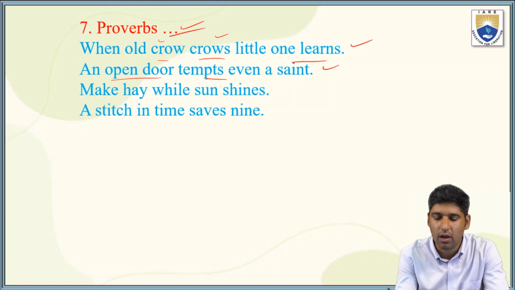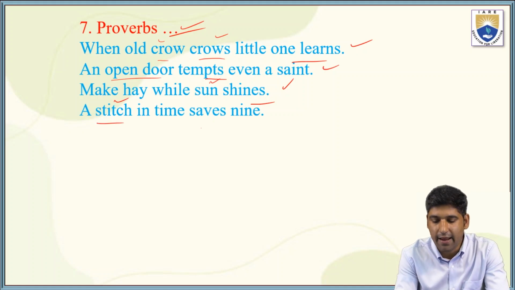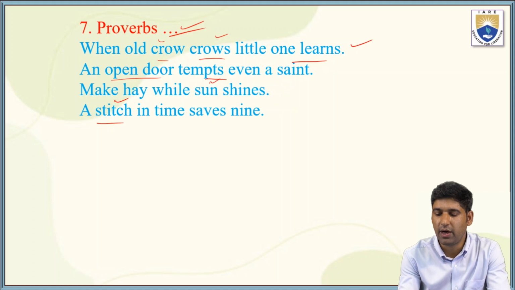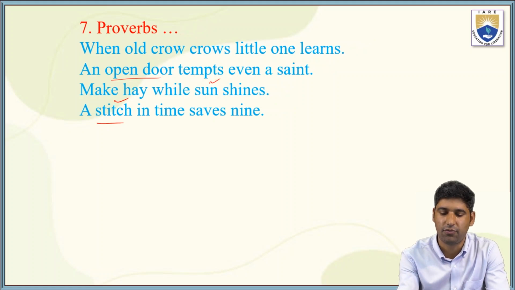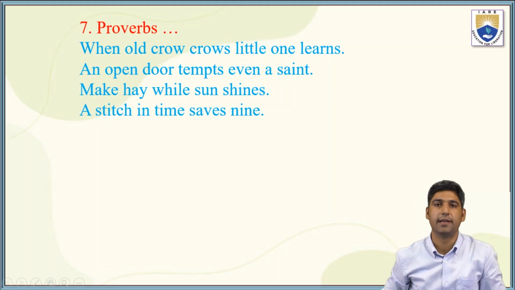Make hay while sun shines. Sun, third person, shines, verb plus s. A stitch in time, stitch, third person, saves nine, verb first form plus s. So proverbs, we write proverbs in present indefinite form. These are different uses of present indefinite tense.